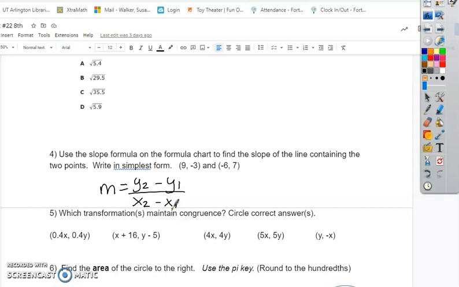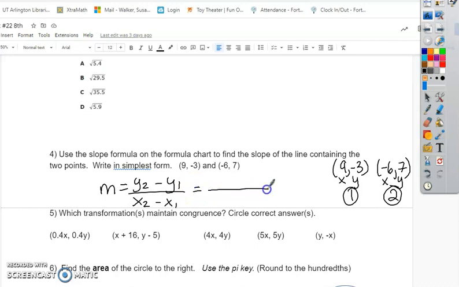Okay? So I would label these first. So 9 and negative 3. I'm making sure I'm copying it right. Negative 6 and 7. Okay. It does not matter which one is which as long as you stay in the same order. So I'm going to label this one point 1. This is point 2. This is x1, y1, x2, y2.